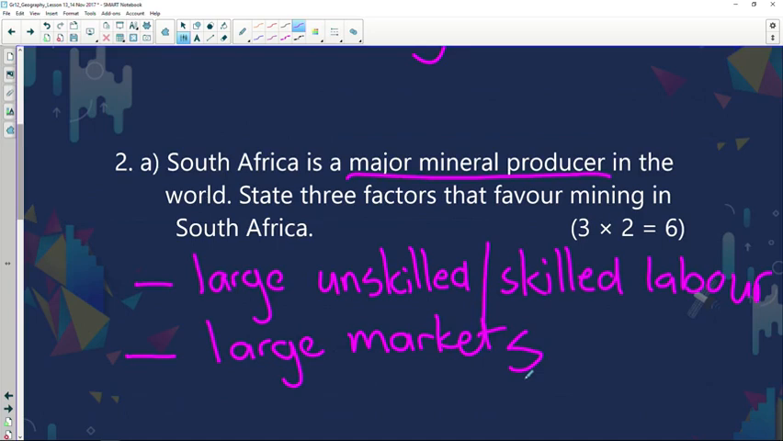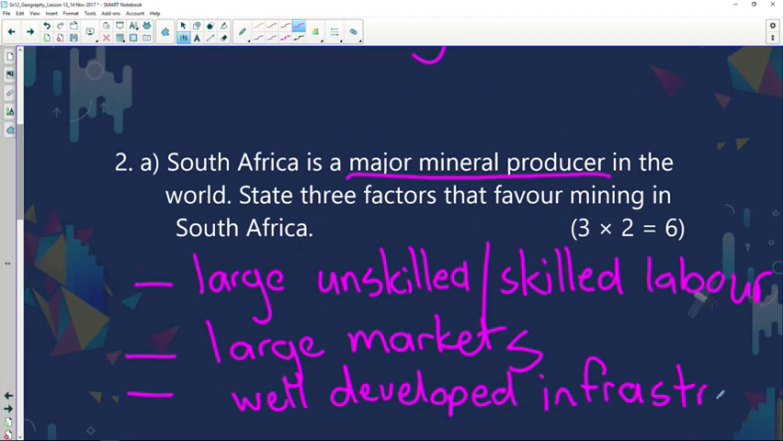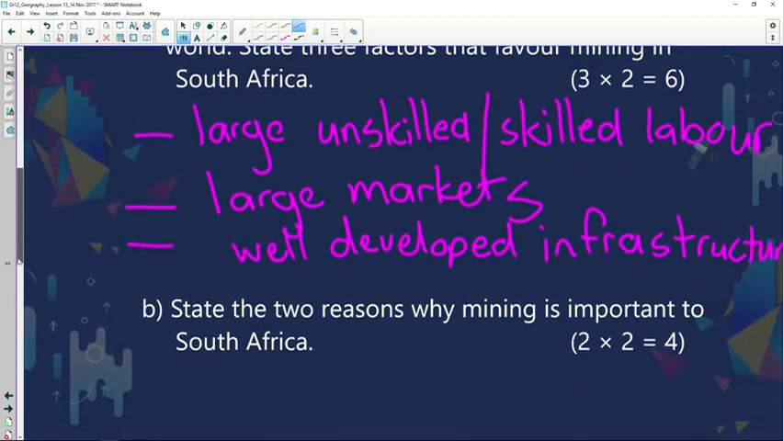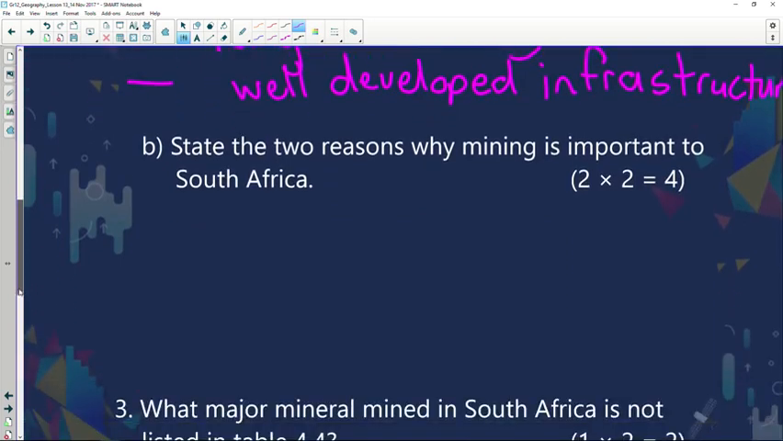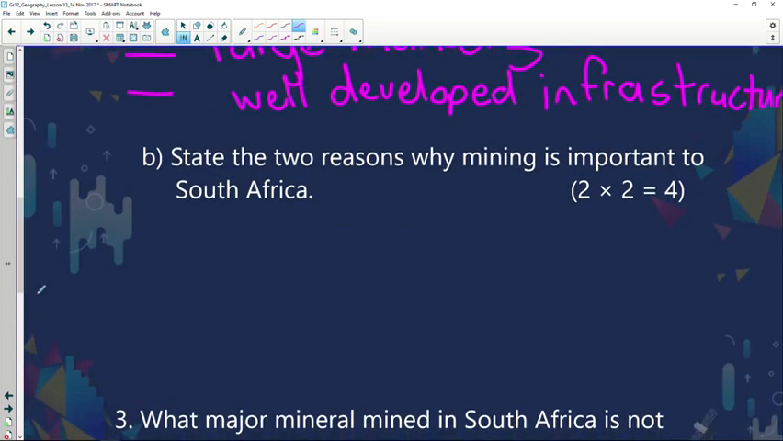And our third reason is we have well-developed infrastructure. So that promotes mining in South Africa. And when I talk about infrastructure, I'm talking about our roads, I'm talking about electricity and water supplies. State 2 reasons why mining is important in South Africa.